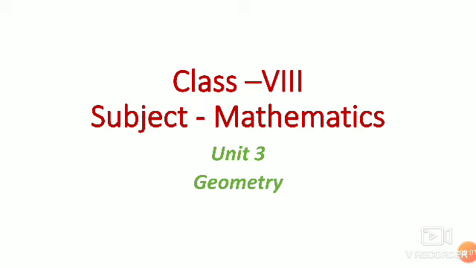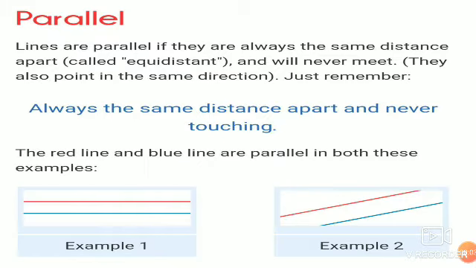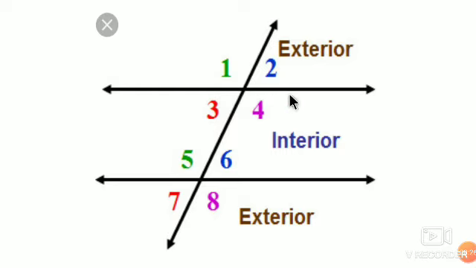Geometry. Today we are going to learn about parallel lines, the transversal line, and the angles formed due to the transversal. Parallel lines are lines which never intersect each other and always keep the same distance between them. Here, the example of parallel lines is the blue line and the red line. These are the two parallel lines, and this vertical or slanting line is called the transversal.